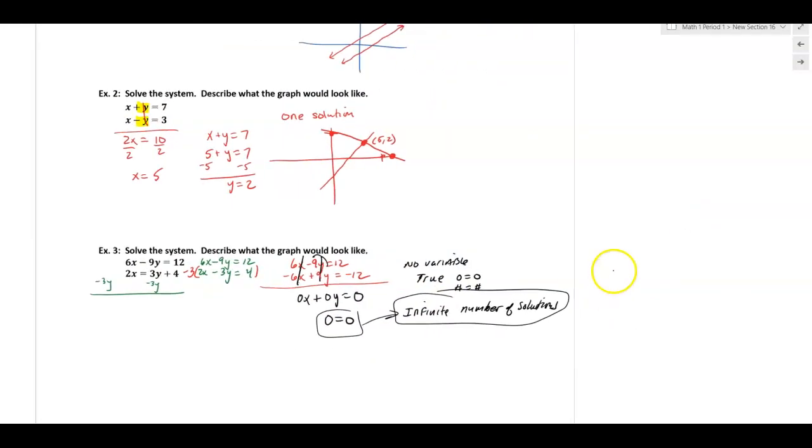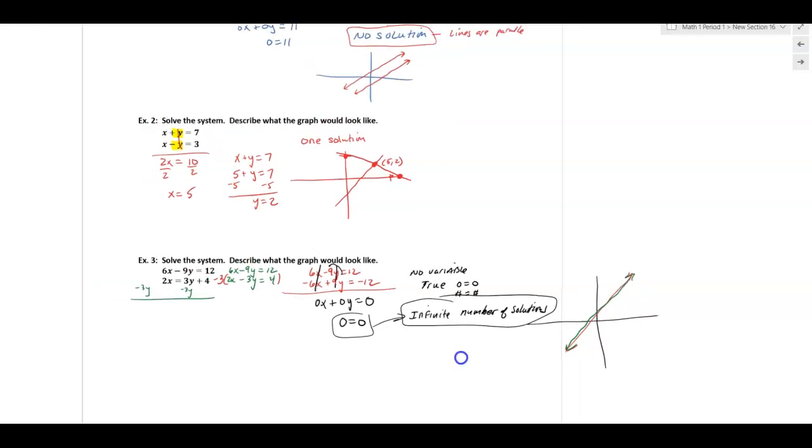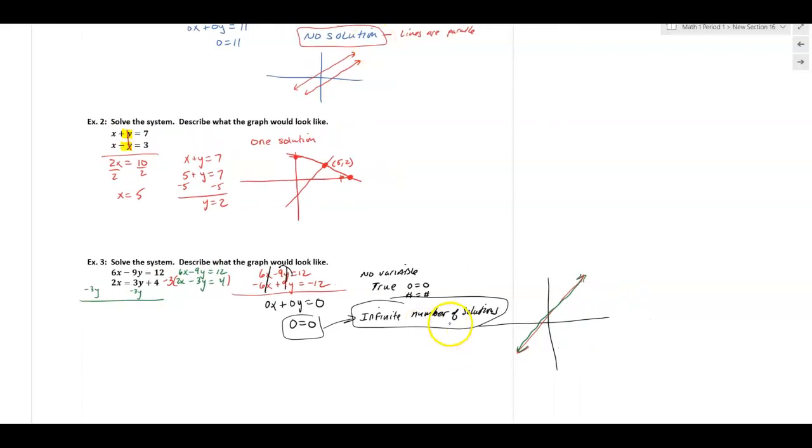Now, what would that graph look like? Well, think about it. If they're the same line, I'd have one line and then the other one would be directly on top of it. So it ends up being a graph of just one line. Now, these special cases, no solution and infinitely many solutions, do these happen a lot? No. I would say maybe 5% at a time. So don't think that there's going to be a lot of those type of problems.